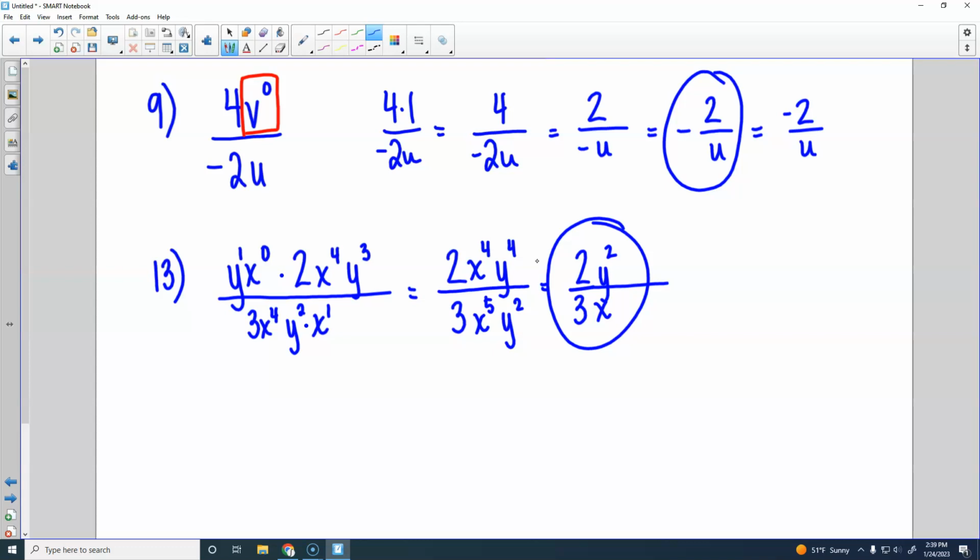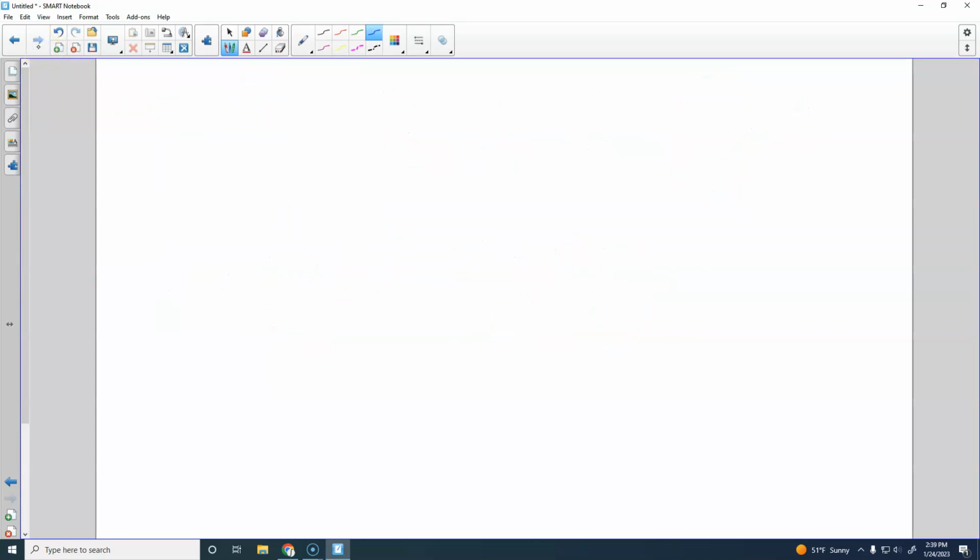Let's go to that last page. Let's do 19. 19 looks a little frightening.